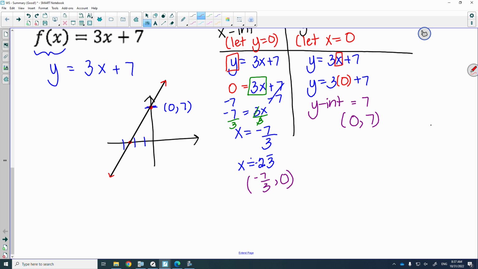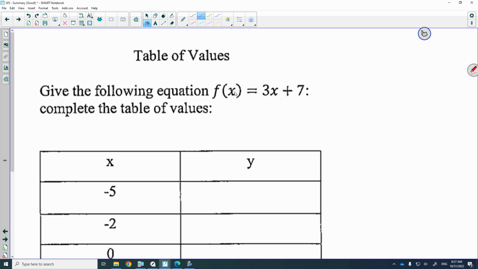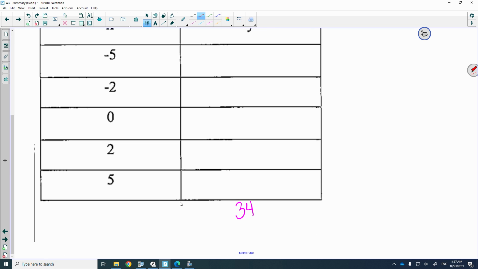Okay, for the second one, if you remember, punch this into your calculator in y is equal to. So remember, f of x is really a fancy way of saying y is equal to 3x plus 7. And then you could fill in the table of values here. And I want you to add an additional y value of 34 and then punch in or get the corresponding x value.